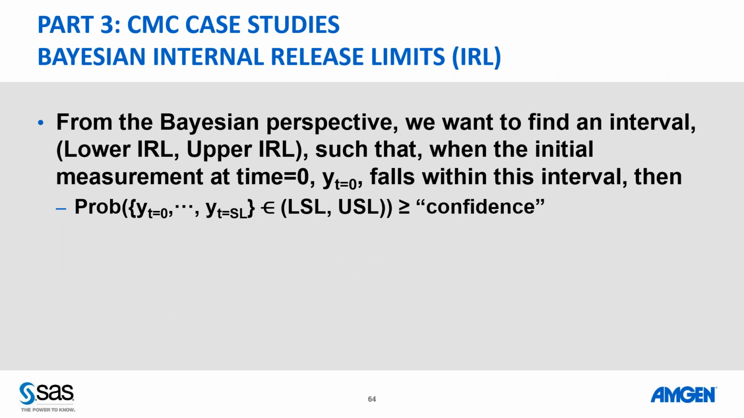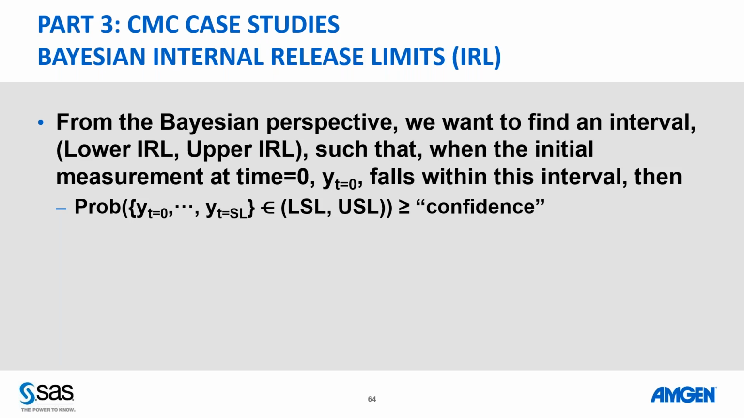But from the Bayesian perspective, we just want to find that interval such that when time 0 is there, then at the end you're going to have a high probability of being within the spec. LSL is the lower specification limit. USL is the upper specification limit. You can think of those as the limits that were derived using the tolerance interval.